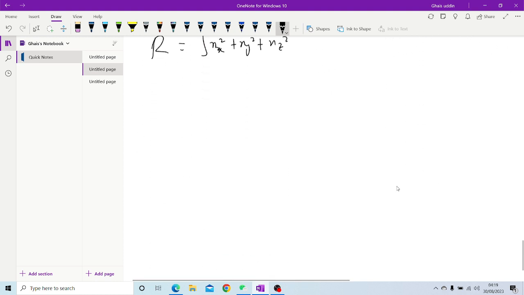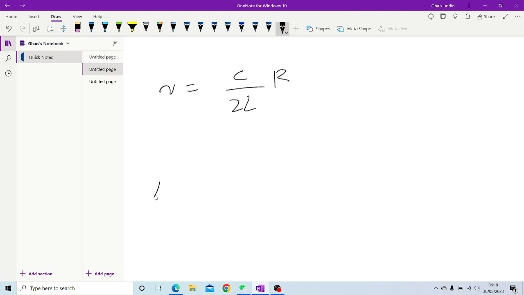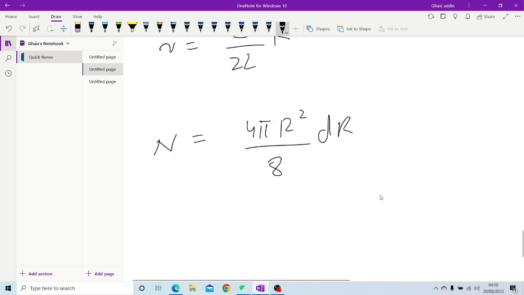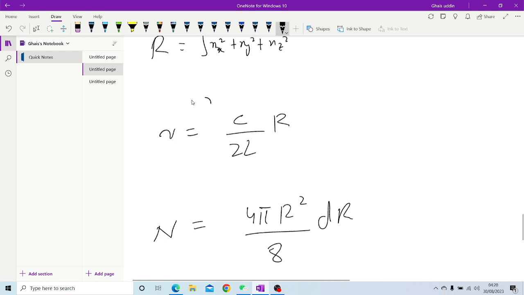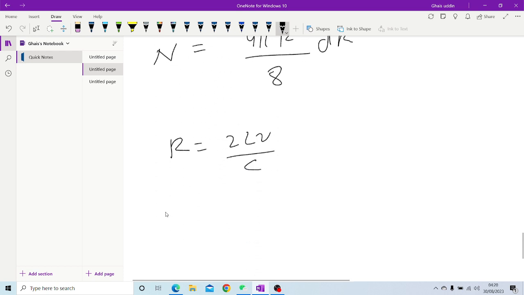So this can be written as nu is equal to c divided by 2l into r, and now if I write this, the total number of modes there for the standing waves will be equal to 4 pi r square divided by 8, and this is dr. We can define dr from r, like r is equal to 2l nu divided by c. We can find this r from here, and the dr, which is equal to 2l divided by c and d nu. We can write this dr as like this.